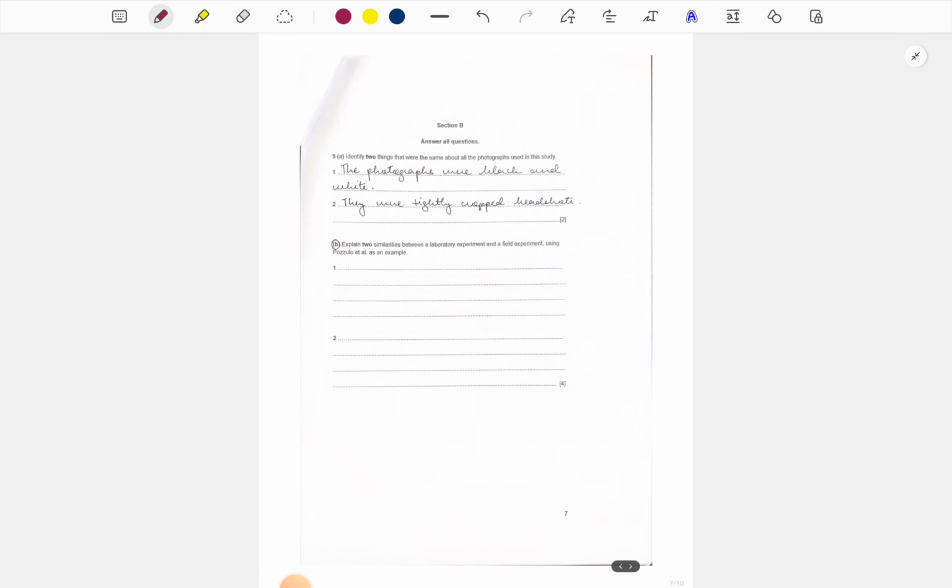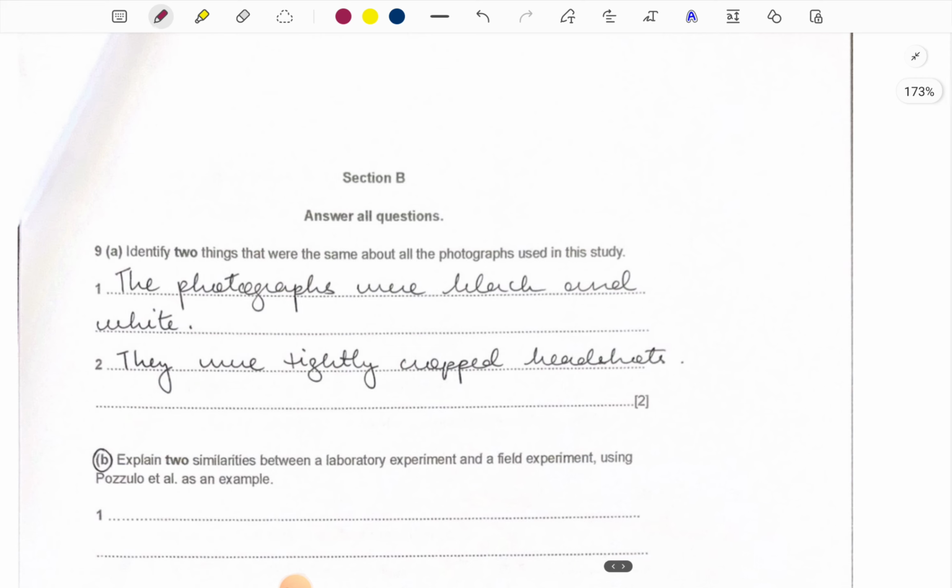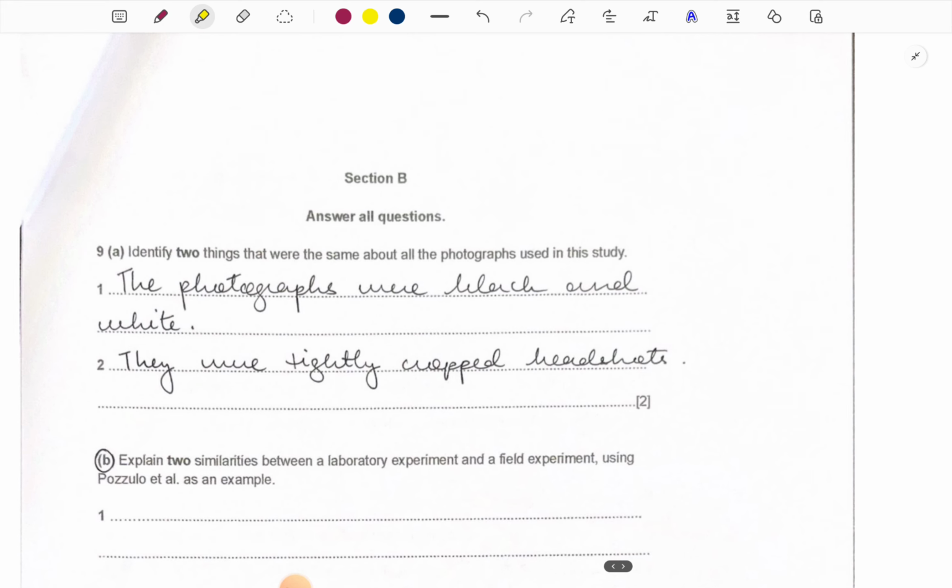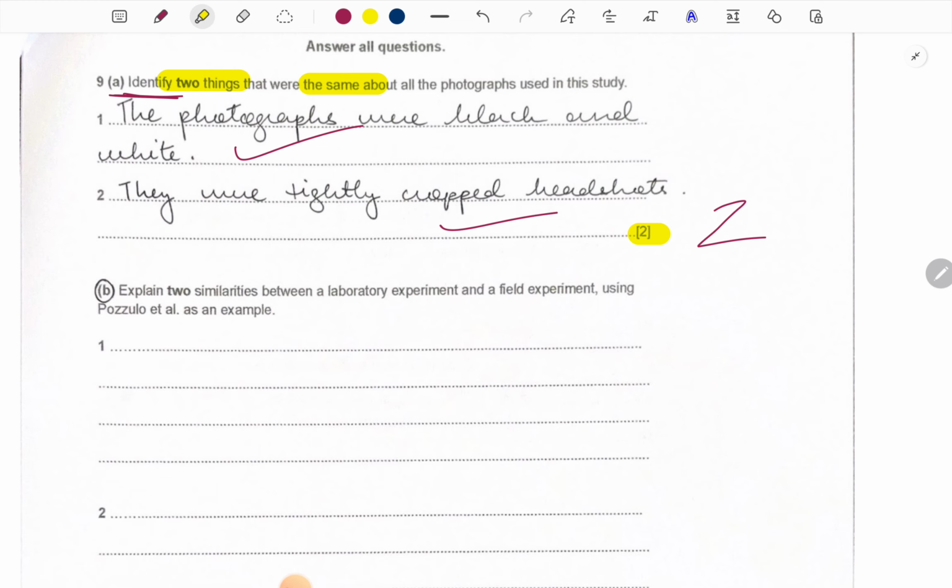Okay, let's come to the next question. Identify 2 things that were same about all the photographs used in the study. This is a descriptive question, answered really well. They were all in black and white, they were tightly cropped. Identifies the command term, means we have to be very to the point. Really good answer. Next is explain 2 similarities between the lab experiment and field experiment using Pozzulo.